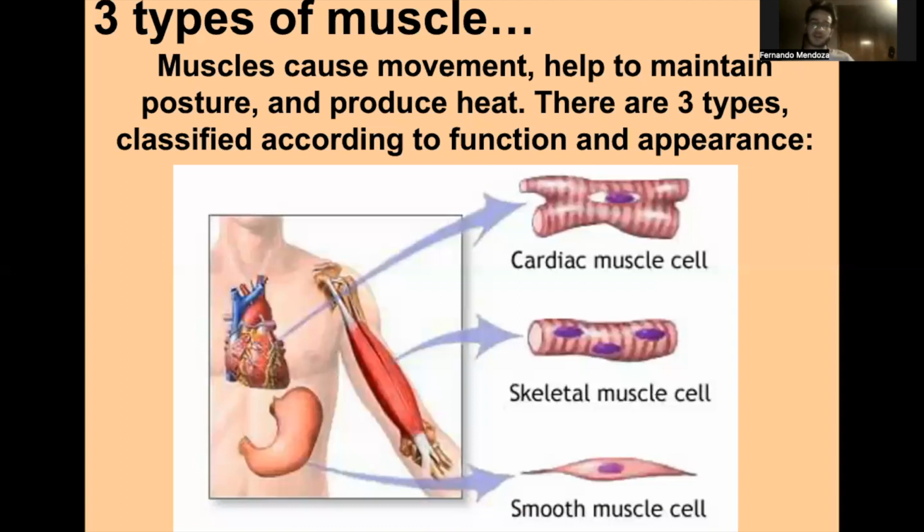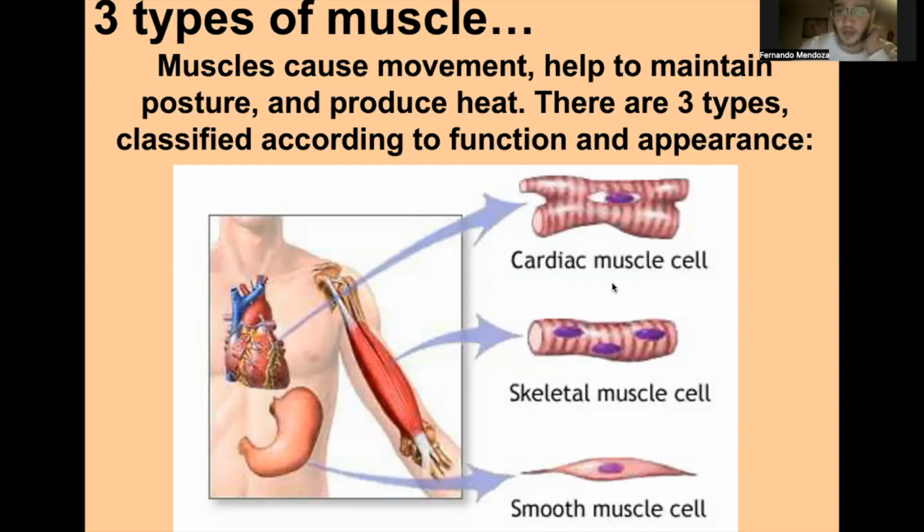And as I also said, we have three types of muscle. The muscle causes the movement, like I said in the introduction of the topic, and helps to maintain posture, and they produce heat to keep us warm. So there are three types, or we can classify this muscle according to function and appearance.